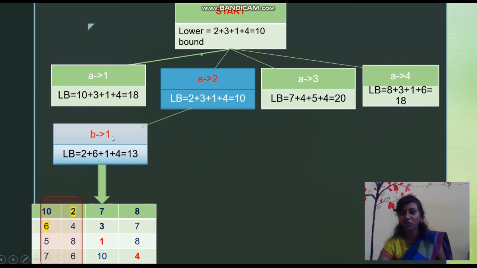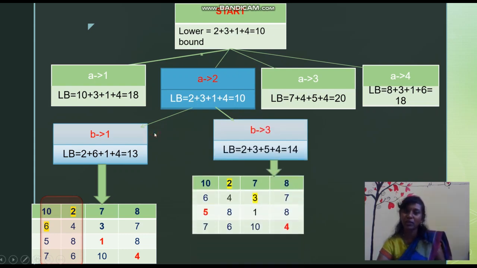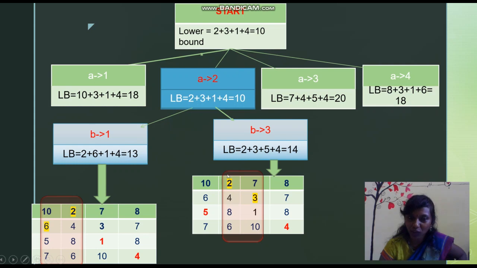So the lower bound for person B, job 1 is 13. Yes. Now we cannot allocate job 2 for B. So now we are moving to job 3, whether it can be suited for person B. So we have to calculate a lower bound. So 2 is already allocated for A, so it is blocked.